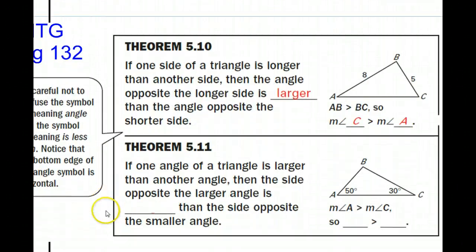Let's go down to Theorem 5.11. If one angle of a triangle is larger than another angle of the triangle, so as we can see here, angle A is 50 degrees, angle C is 30 degrees, so that means the measure of angle A is greater than the measure of angle C, then the side opposite the larger angle, which in this case is BC, is going to be what compared to the side opposite the smaller angle, which in this case is AB? Well, if you said that BC is going to be larger than AB, you're absolutely correct, because AB is across from the smallest angle.